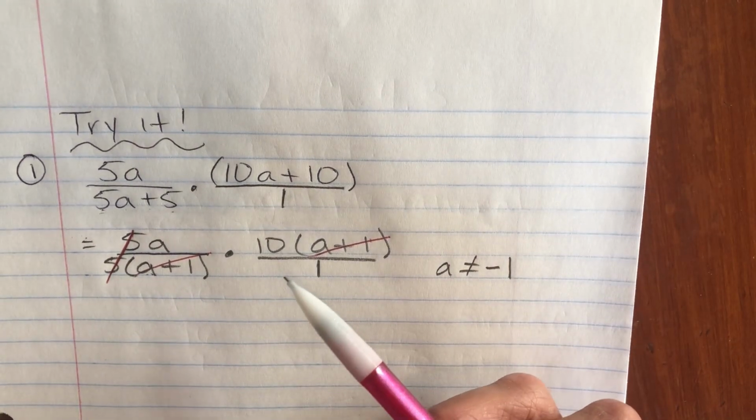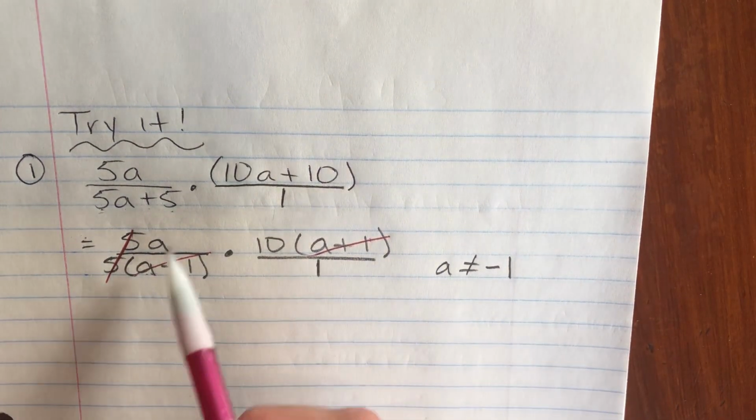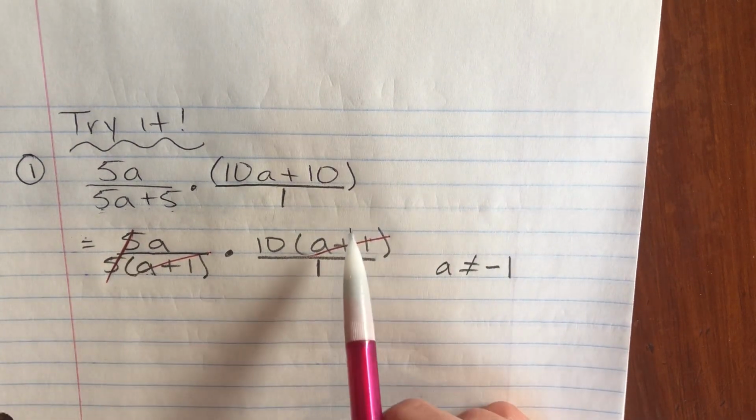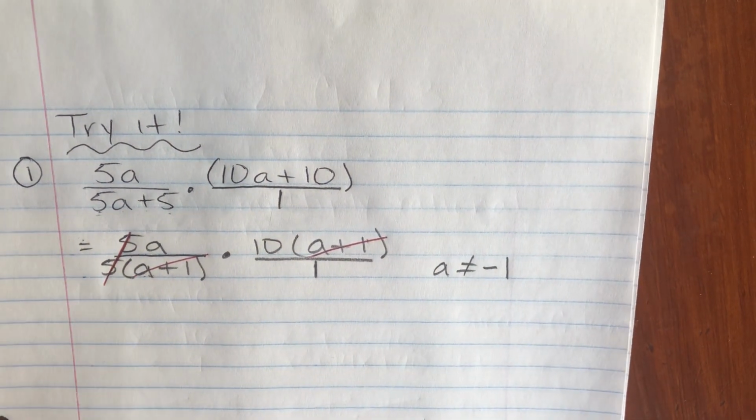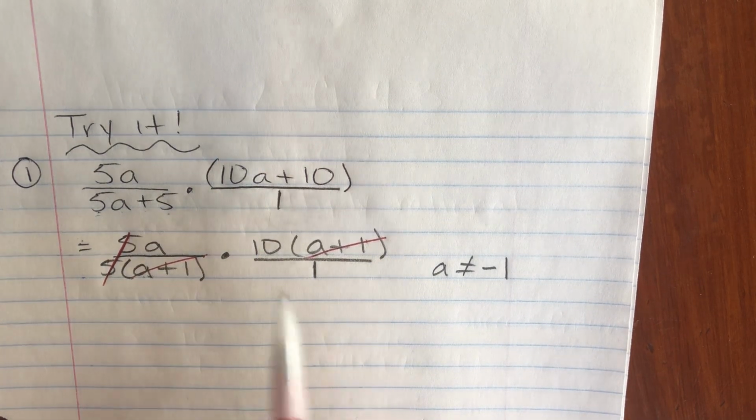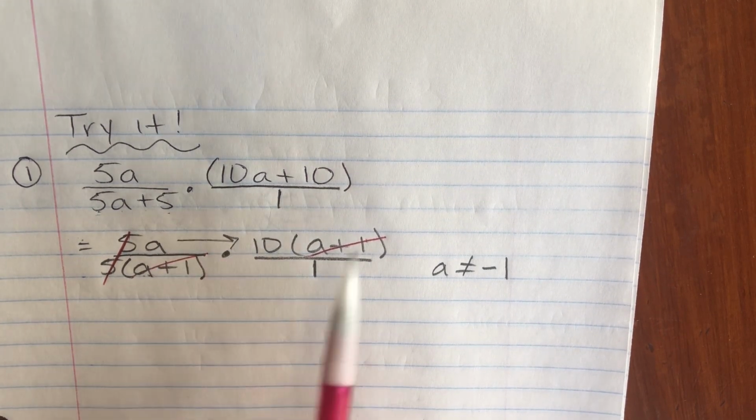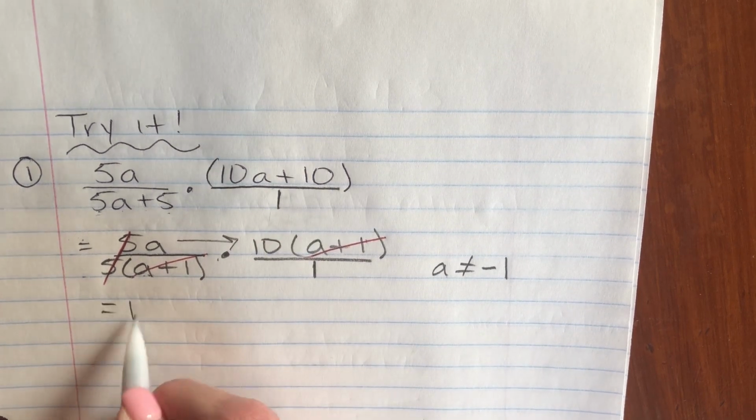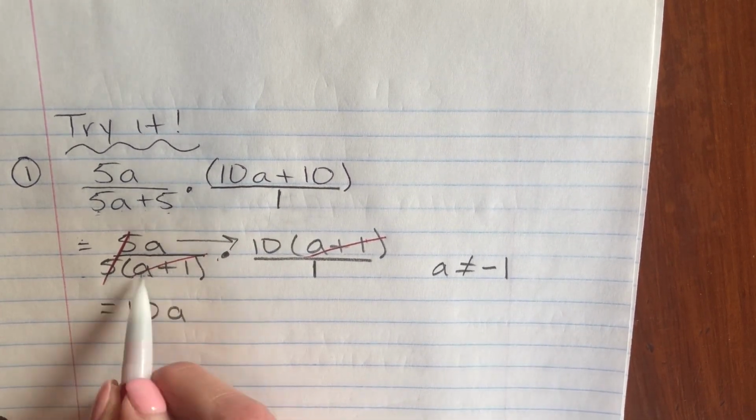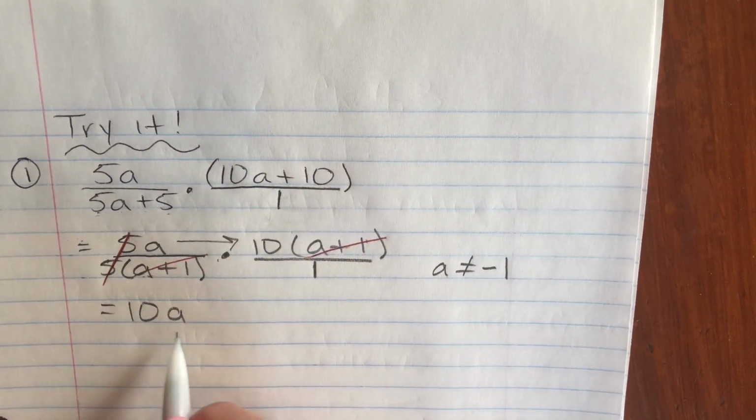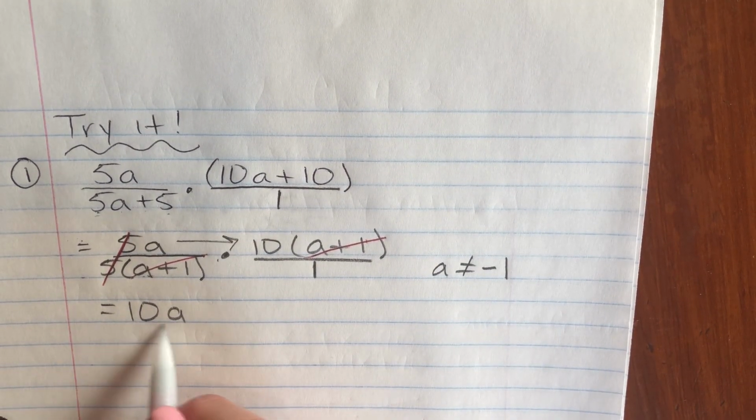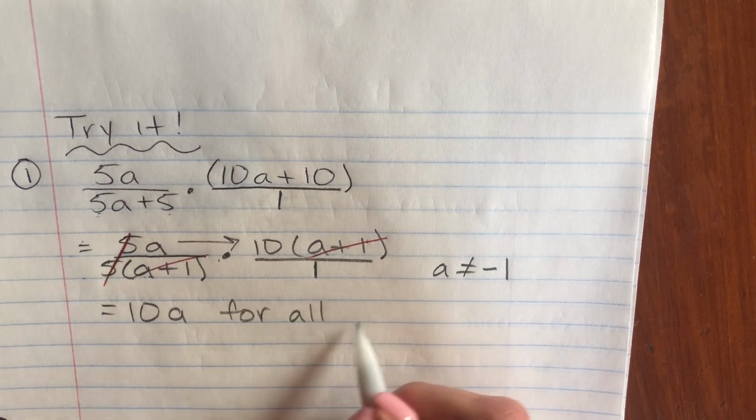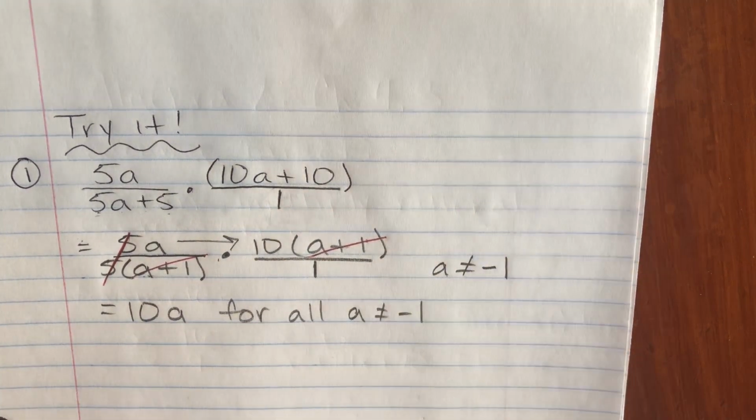So let's review. What did we do? We factored completely. We found the domain. We simplified. Now our last step of our success criteria is to multiply. So I'm going to multiply straight across. So I have a times 10 gives me 10a. Those all canceled out. Times 1 is 1. Anything divided by 1 is itself. So you can put this over 1, but you don't need to. And that is the answer.